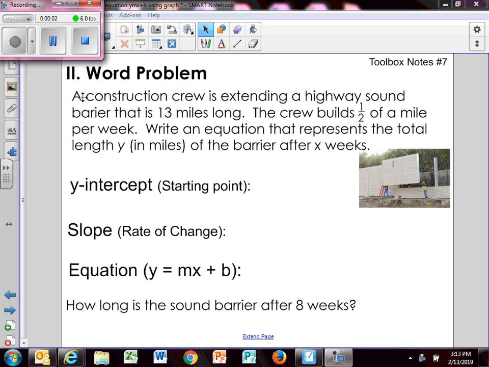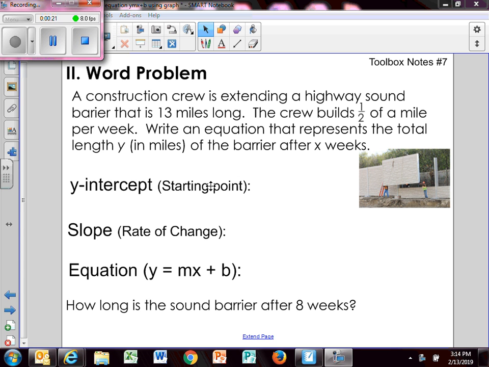Now we're going to look at a word problem and write a linear equation coming from the word problem. A construction crew is extending a highway sound barrier that's 13 miles long. The crew builds half of a mile per week. Write an equation that represents the total length y in miles of the barrier after x amount of weeks.